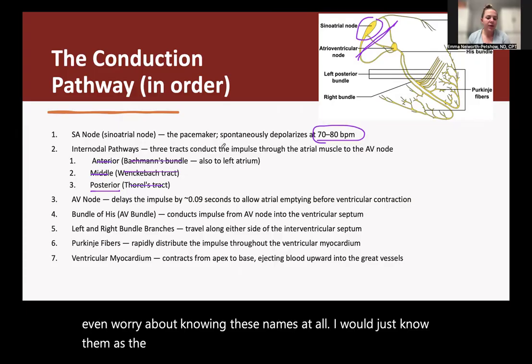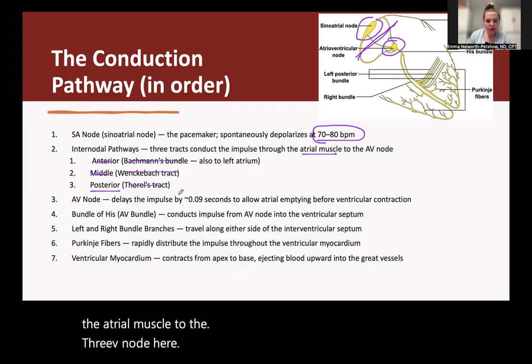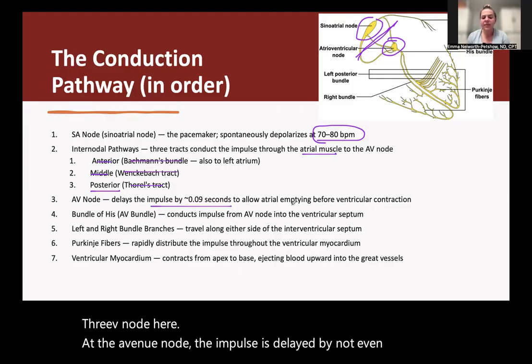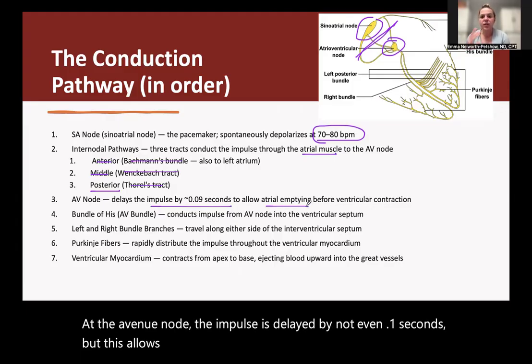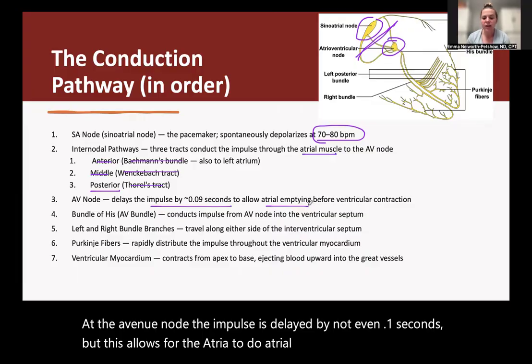These tracts conduct the impulse through the atrial muscle to the AV node here. At the AV node, the impulse is delayed by not even 0.1 seconds, but this allows for the atria to do atrial systole or atrial contraction prior to ventricular contraction.